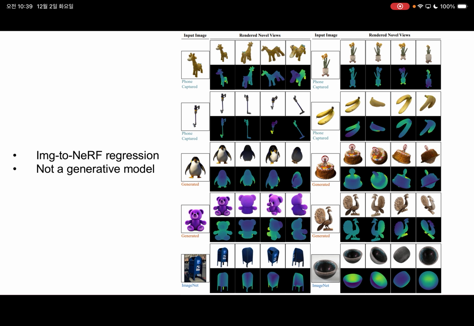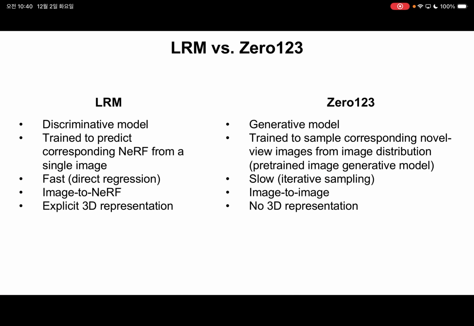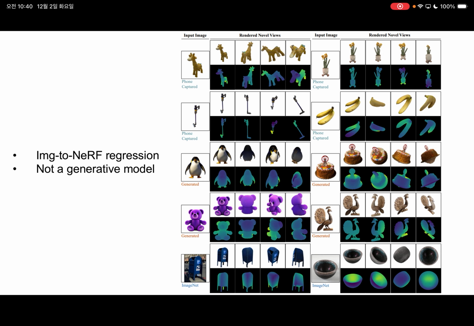So DreamFusion optimizes NeRF by utilizing the SDS loss function for each text prompt, but LRM is a large reconstruction model. Large reconstruction model. So it takes images and outputs NeRF, not a generative model. You see the input and output are very similar. Just the input is a single image and the outputs are NeRF so that we can render images from a novel viewpoint.